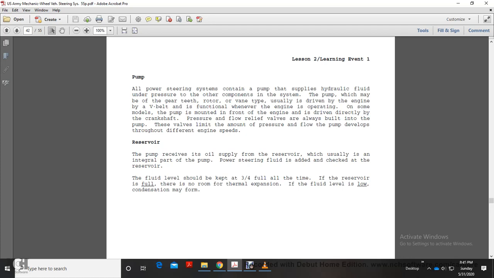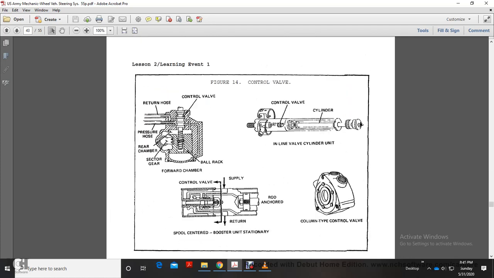The reservoir of the pump receives the oil supply, which is usually an integral part of the pump. The power steering fluid is added and checked at the reservoir. The fluid level should be kept at 3/4 inch of the full at all times. If the reservoir is full, there's no room for thermal expansion. If the fluid level is low, condensation may form. This shows lesson learning event 2.